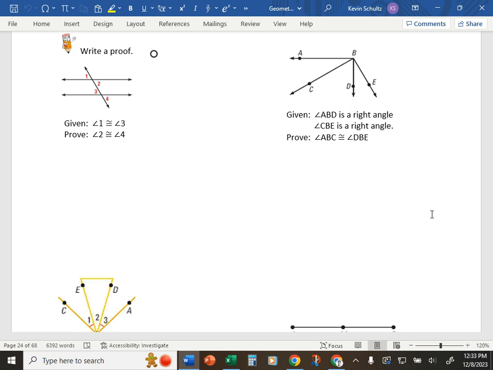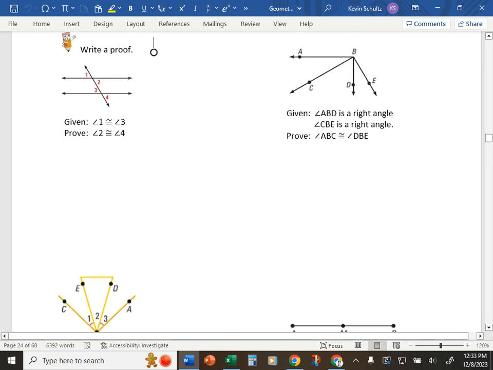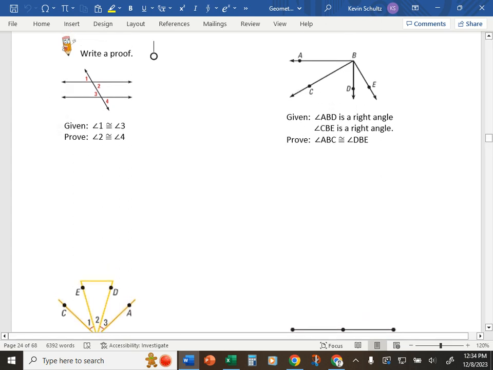Good day, geometry. We are going over proofs for a second time. 3 more of them to do. Again, you won't actually have to write a full-blown proof on the test yet. You will for PO24. This is still just to get you comfortable with the format, the theorems, and working with them. So here we go. Given ABD is a right angle, also given CBE is a right angle, and our job is to prove that angle ABC is congruent to DBE.